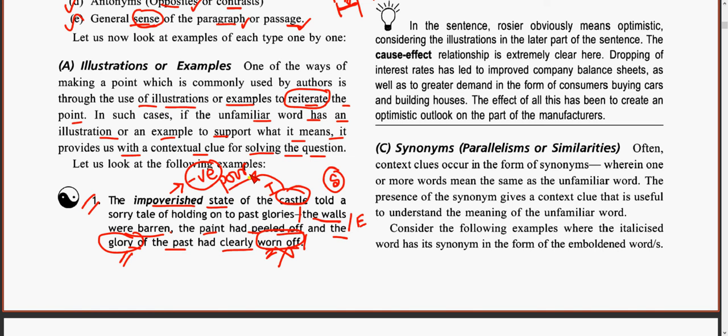Sorry, one more thing, one correction. This was an example of illustration and examples. Not similarity, illustration and example only. So the initial part was the illustration, and the next part was the example, proper.